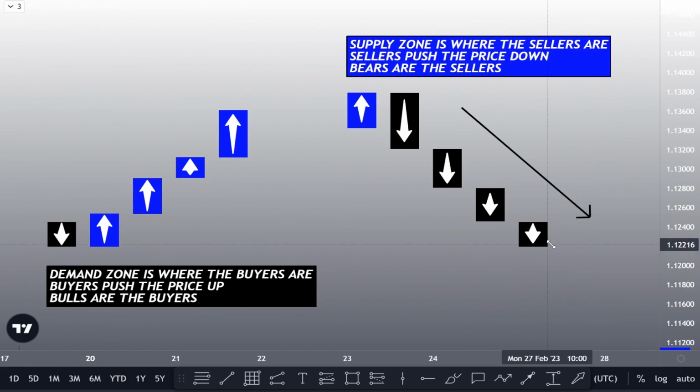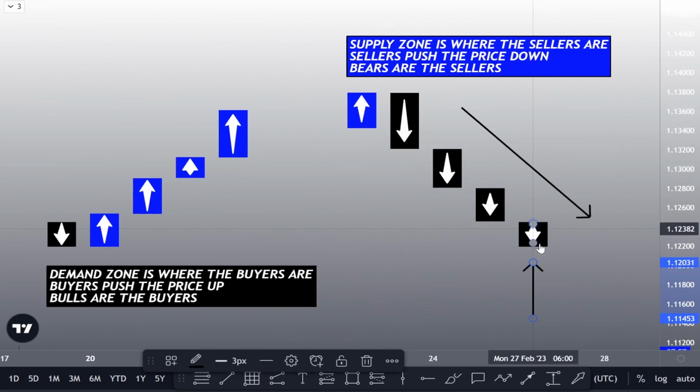Therefore, each black candle is a bearish candle. The bears are the sellers. So every time you see a black candle on your forex chart, that means that the price is going downwards. Each candle represents the price movements within a particular time frame. How do we identify a supply zone? We find the move to the downside and we find the last candle.